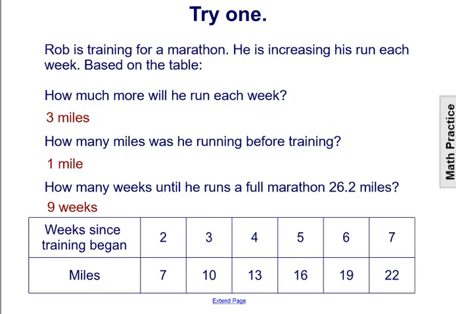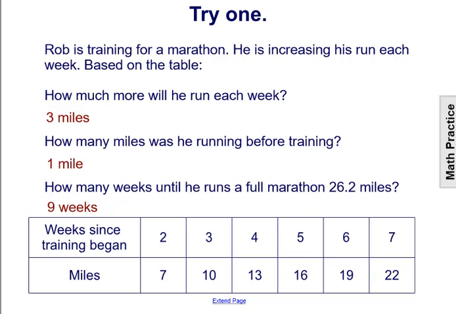So to answer our questions, in summary, he will run 3 more miles each week. Before training he was only running 1 mile a week. And it will take him 9 weeks until he runs a full marathon of 26.2 miles. And we found out all that information just by looking at the table, the slope, and the y-intercept from the table.